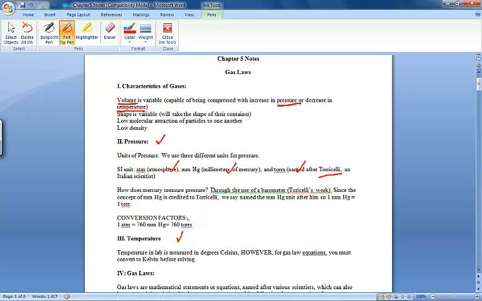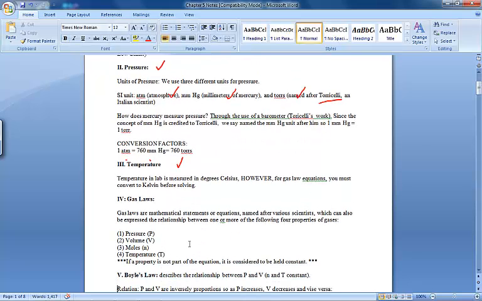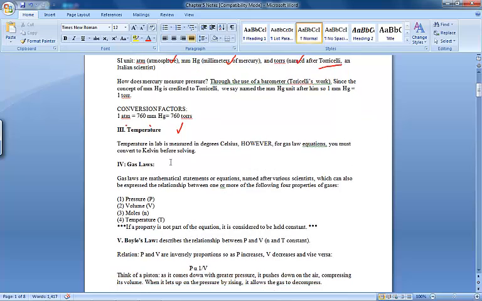Conversion factors, of course, are important, because we have to be able to convert back and forth between atmospheric pressure and millimeters of mercury or torrs. And so every one atm here is equivalent to 760 millimeters of mercury, and thereby 760 torrs, since millimeters of mercury and torrs are the same thing. As far as temperature is concerned, of course, we know that we have different temperature scales, as we learned at the beginning of the course.